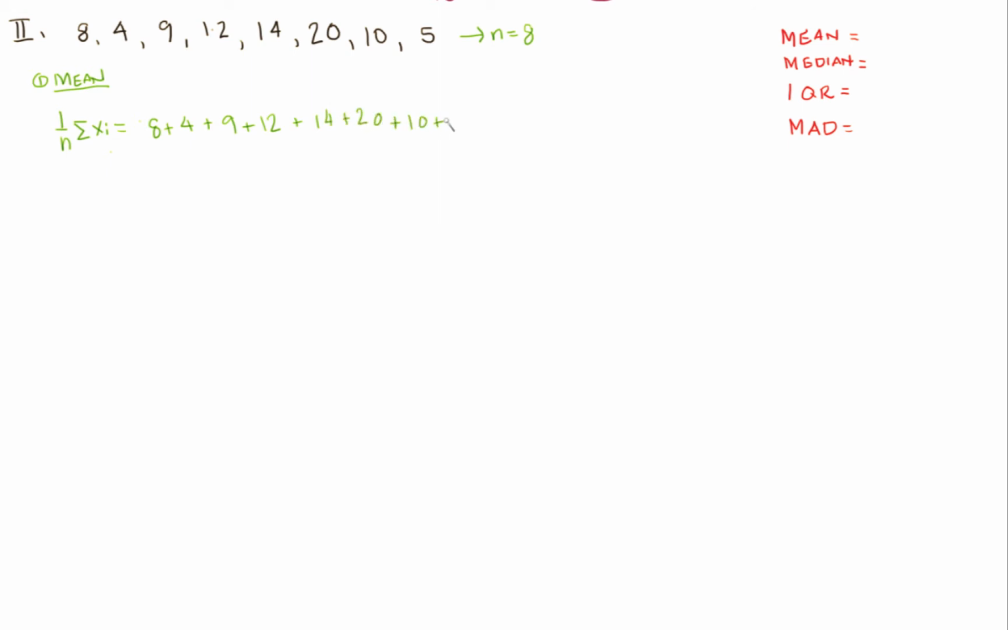Let's go ahead and add these all up. Okay, so 8 and 4 is 12, 9 and 12 is 21, 14 and 20 is 34, 10 and 5 is 15. These two add up to 33, and these two add up to 49. And then this gives us 82. And we divide it by n, which is 8. So this is 8 into 82, and that's 10, and that's 0.25. So we got 10.25.